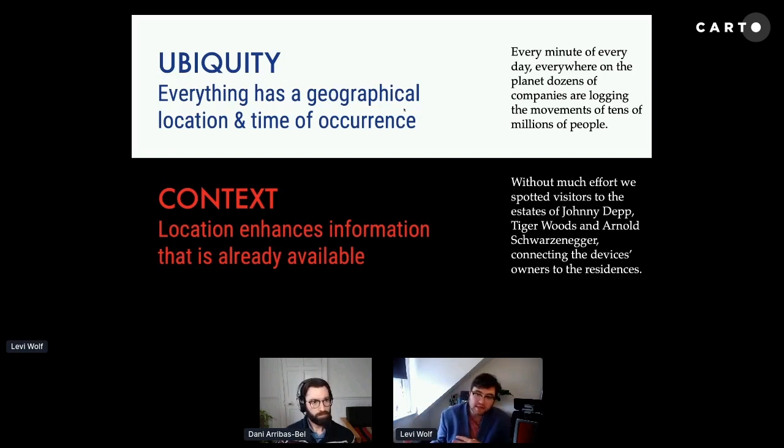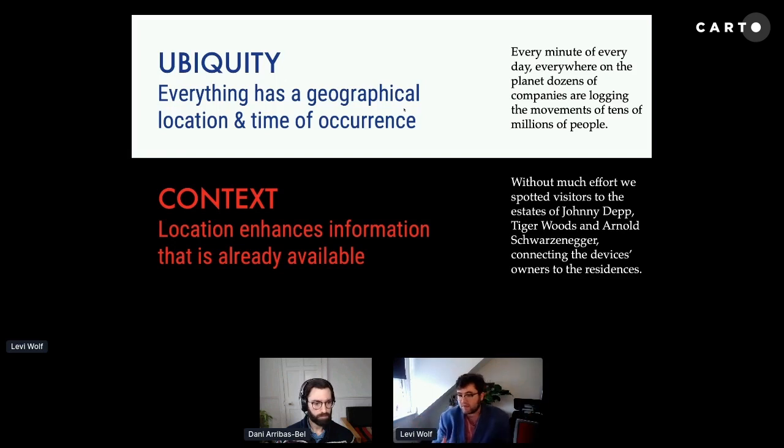Now, maybe that isn't collected all the time. Maybe it should be. It's increasingly the case that it is collected. Geographic information is ubiquitous. In addition, geography helps us enhance information that's already available. It gives us the context of an individual observation. So without much effort, they could link individual observations to other observations.